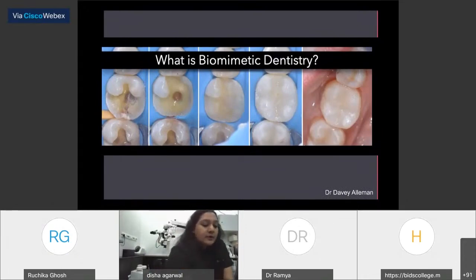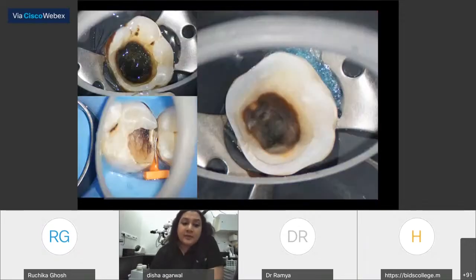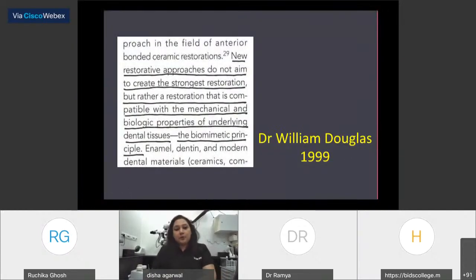So now let's go into what is biomimetic dentistry. In biomimetic dentistry, we do not talk about treating very small cavities. We do not talk about treating very small class 3s or very small class 4s. We talk more about treating teeth which look like this. When a patient comes to you with teeth something like this, we talk about a biomimetic approach.